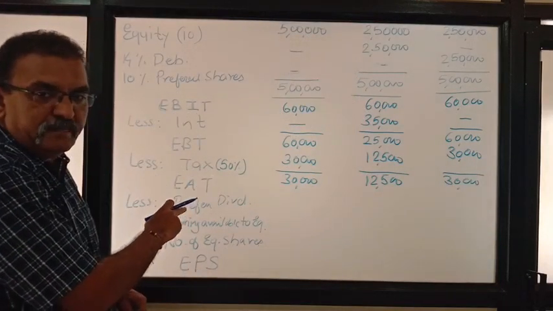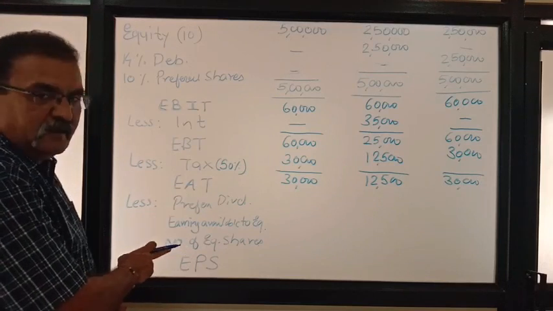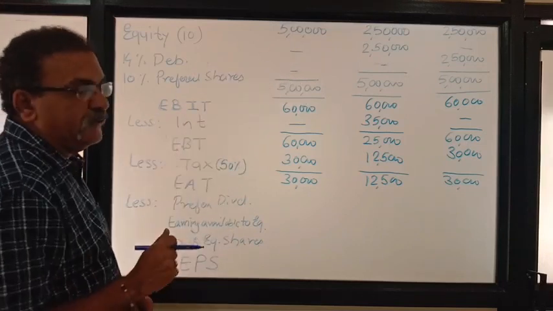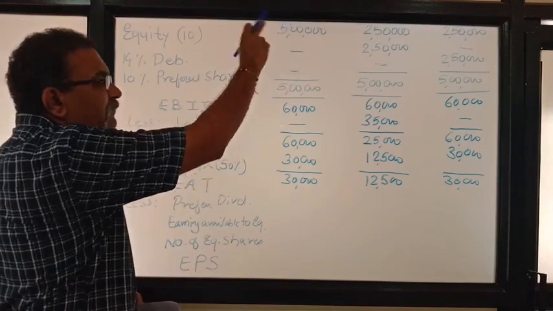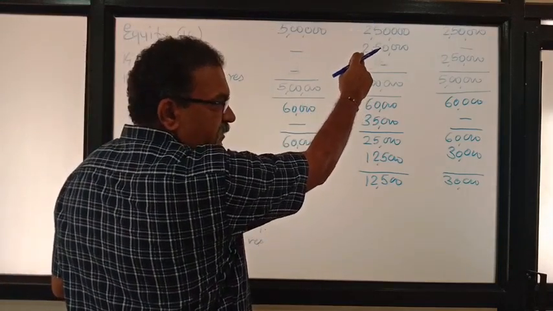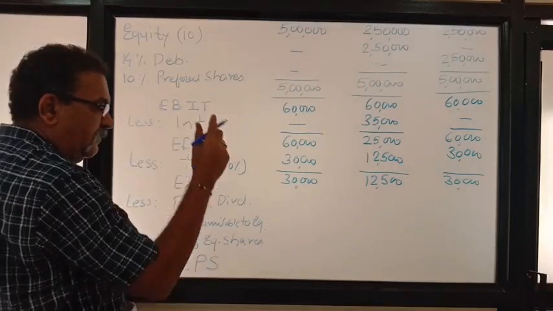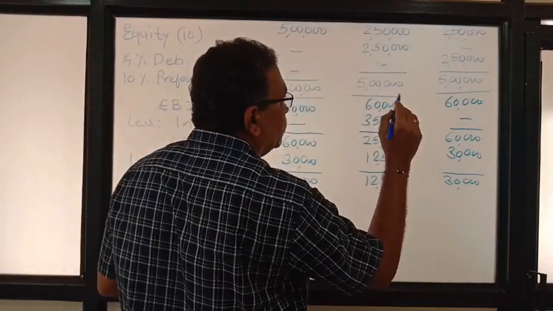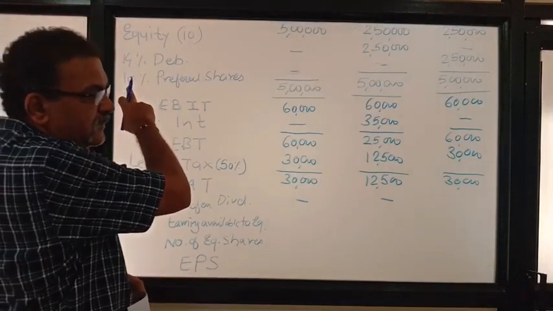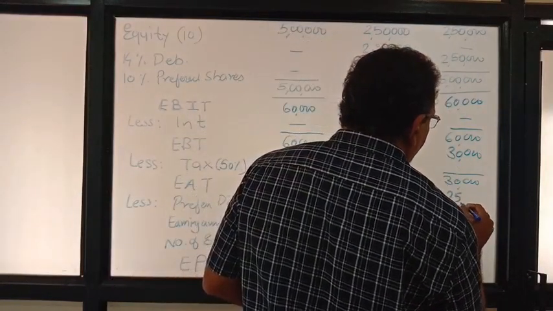Now after that, what do we have to deduct? Preference dividend, because EPS is equal to earnings after tax minus preference dividend divided by the number of equity shares. Now preference dividend will come under which option? Only in option 3. Because in the first option the entire 5 lakhs is by way of equity capital. In option 2, 2,50,000 is equity and 2,50,000 is 14% debentures. And in option 3, 2,50,000 is equity and 2,50,000 is by way of 10% preference shares. So preference dividend will come only in option 3. How much is the preference capital? 2,50,000. Dividend rate 10%. So preference dividend will be 10% of 2,50,000, that is rupees 25,000.